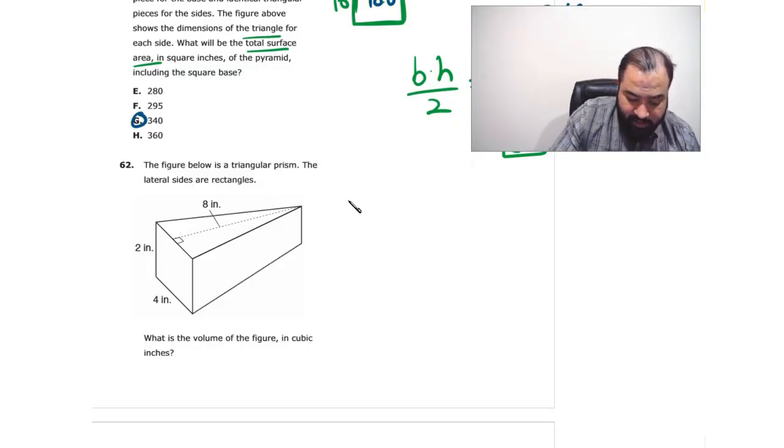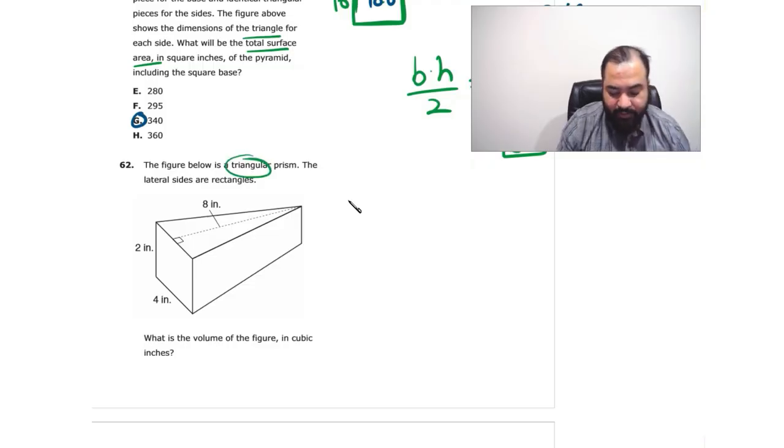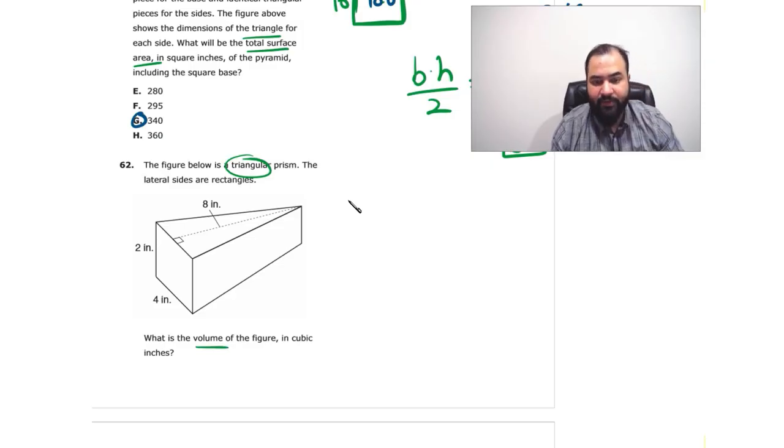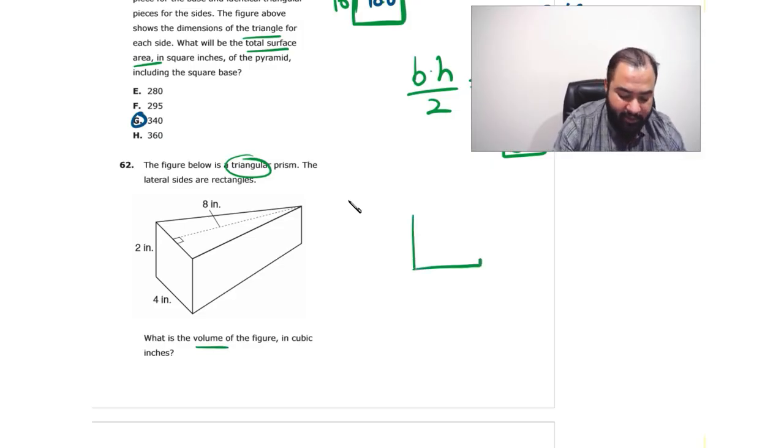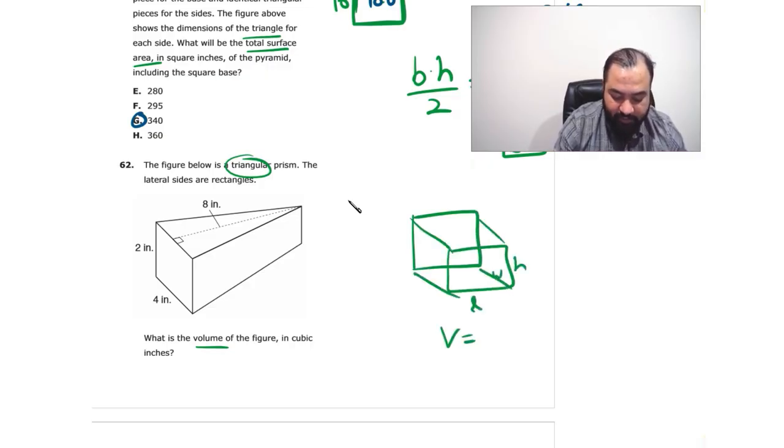Alright, number 62, the figure below is a triangular prism, guys. Remember this, triangular prism. Now, if you want to find volume, because that's what they're asking for, what is the volume of this shape? It looks like a piece of cake. So if you were to find a volume of, let's say, a rectangular prism, which has a length, width, and a height, you'd do length times width times height.